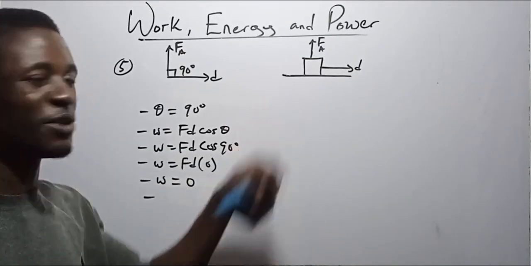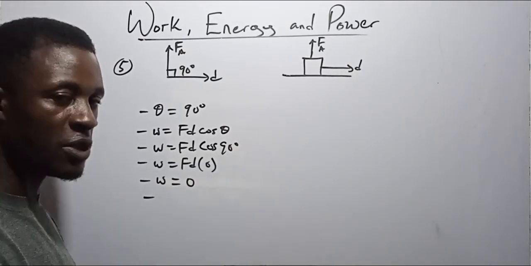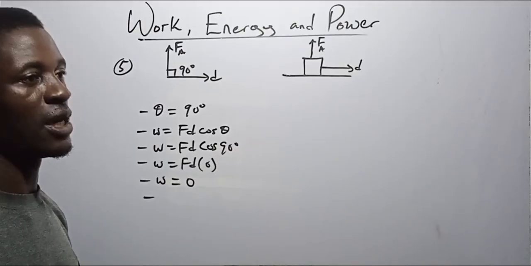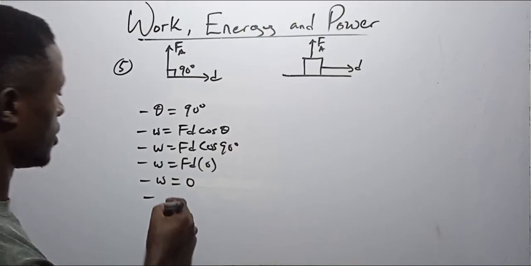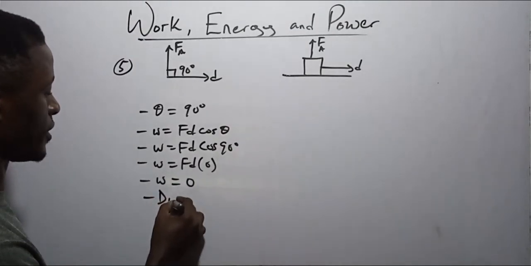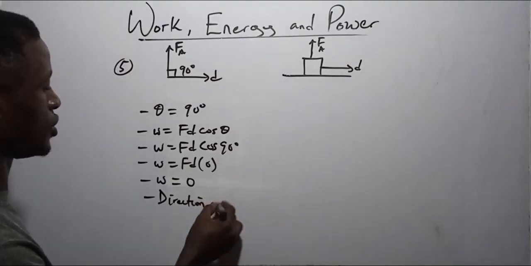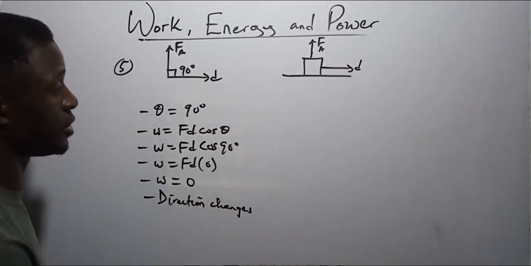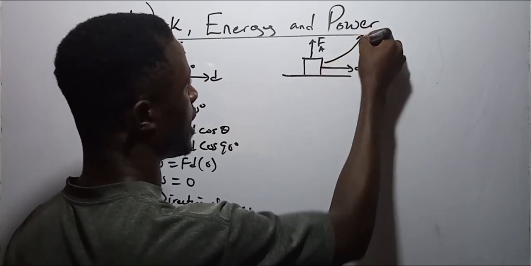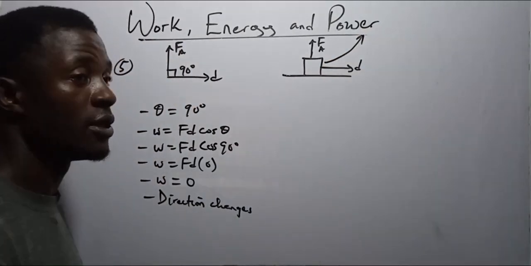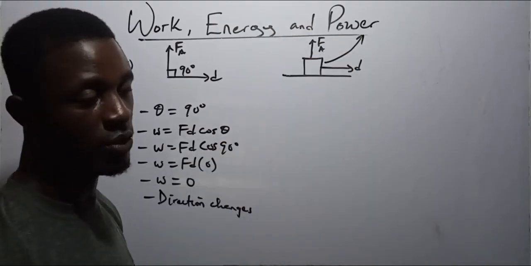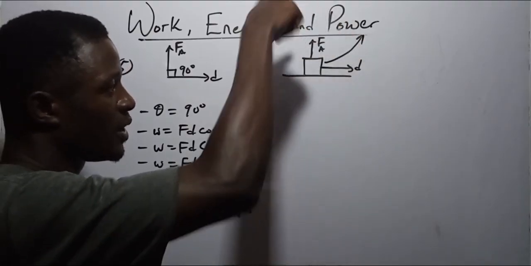Zero means that the force is doing no work, meaning that it's not going to speed up the boy, and it's not going to slow down the boy. The only thing it's going to do is change the direction of the boy. So the kinetic energy is neither increasing nor decreasing. What happens here is that the direction changes. So if I keep applying this force and don't remove it, I'm going to keep changing the direction of the boy, and the boy will end up circling around.